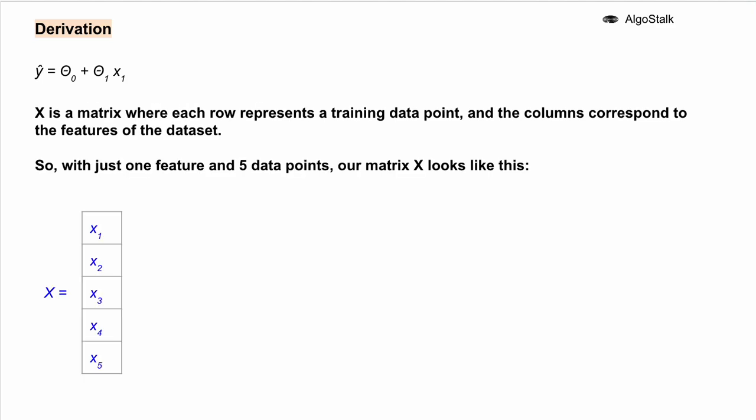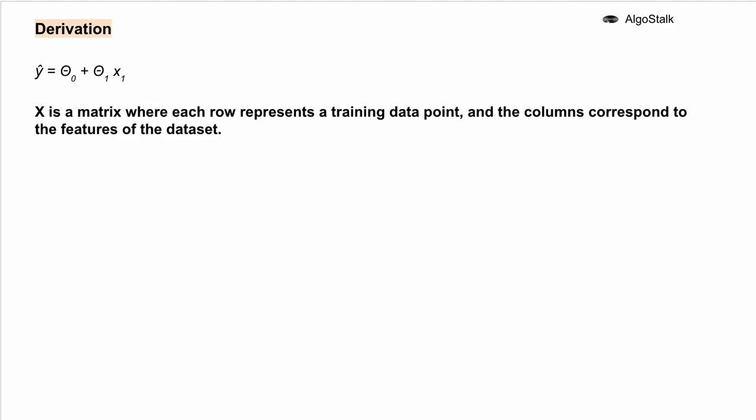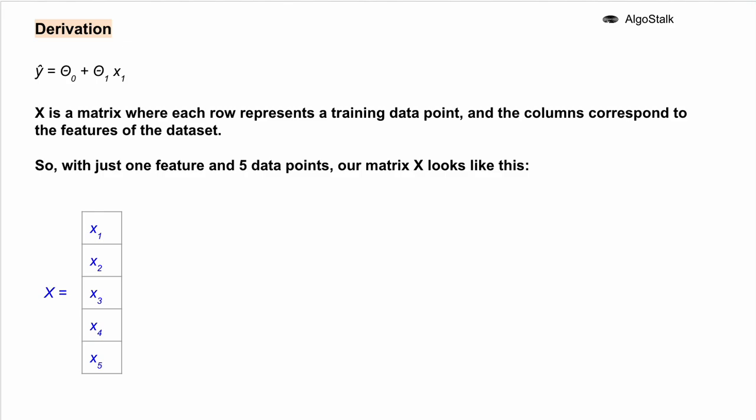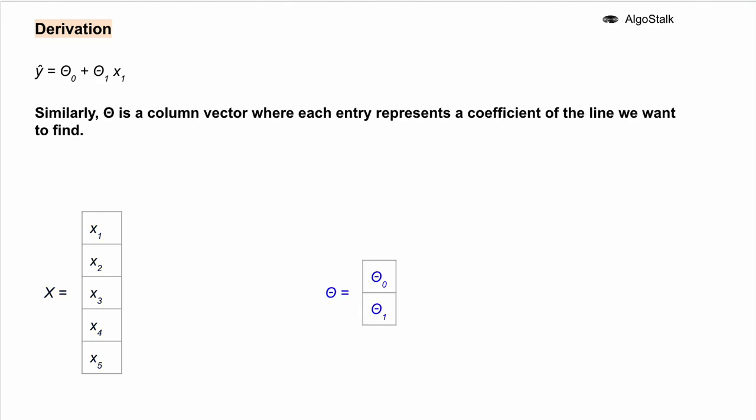Now that we have got the matrix X in mind, let's see how it looks with just one feature and 5 data points. Here you'll see our matrix X with 5 rows and 1 column. Each cell in this column represents one of our data points like x1, x2, x3, x4 and x5. It's a simple but powerful way to organize our data so we can use it in our equations. This matrix is our starting point for deriving the normal equation.